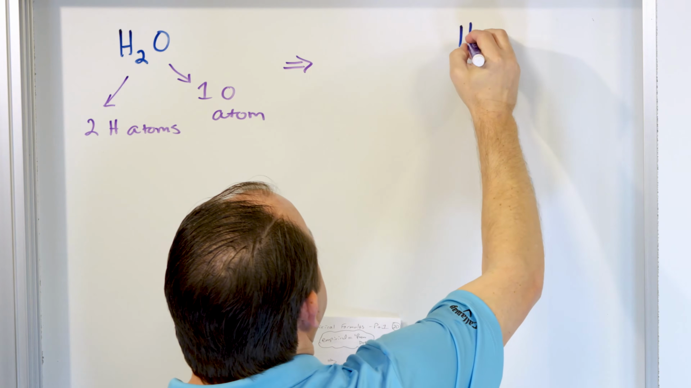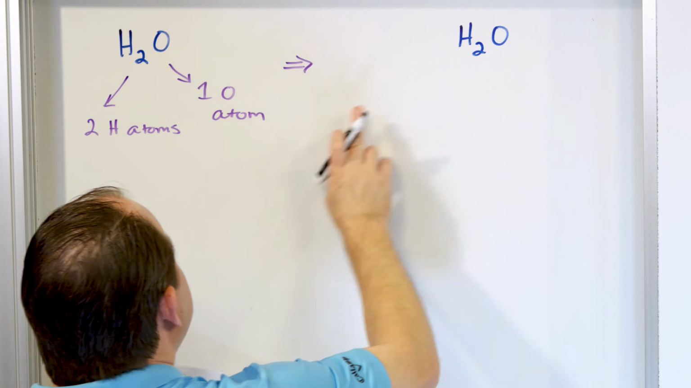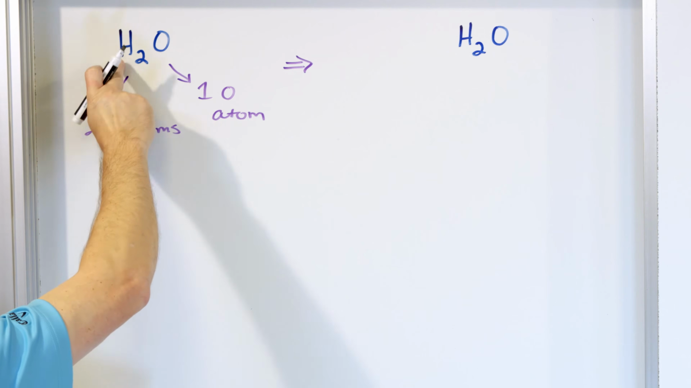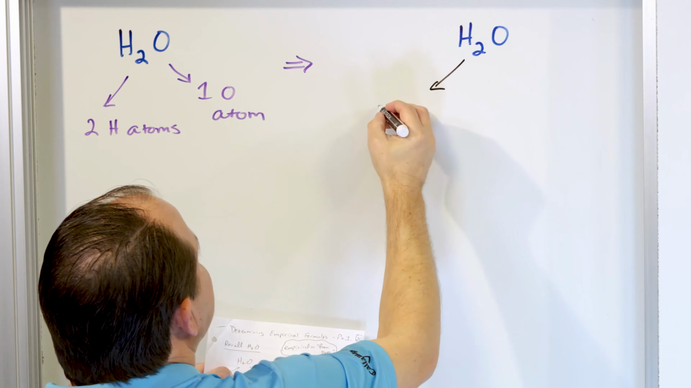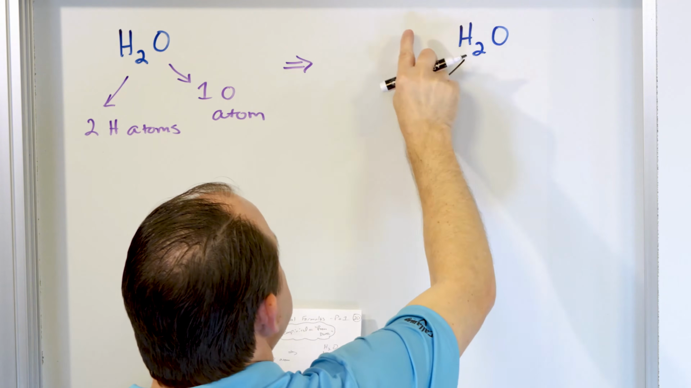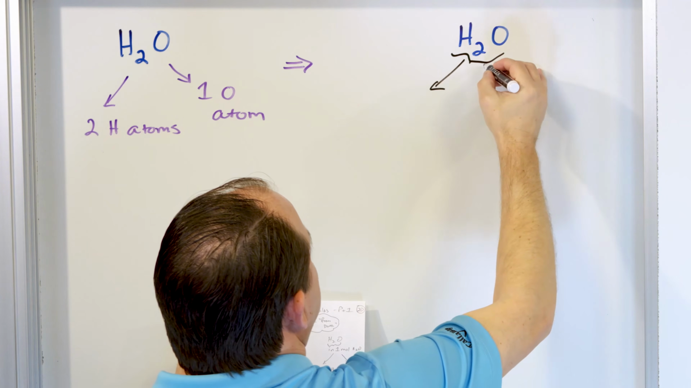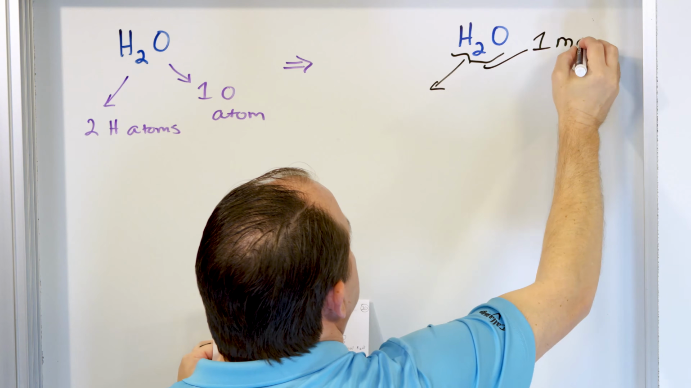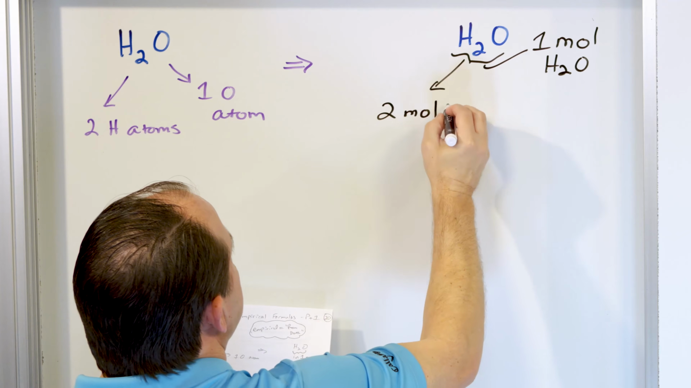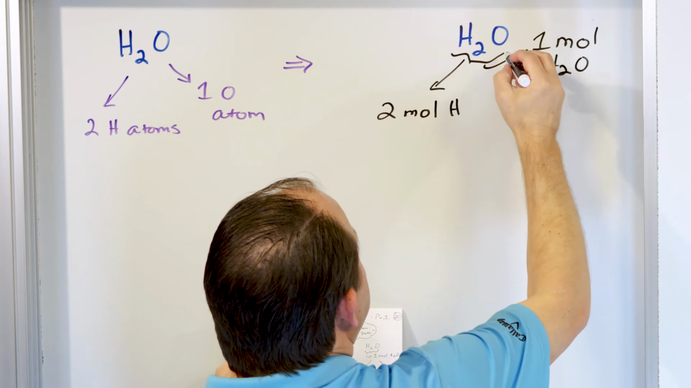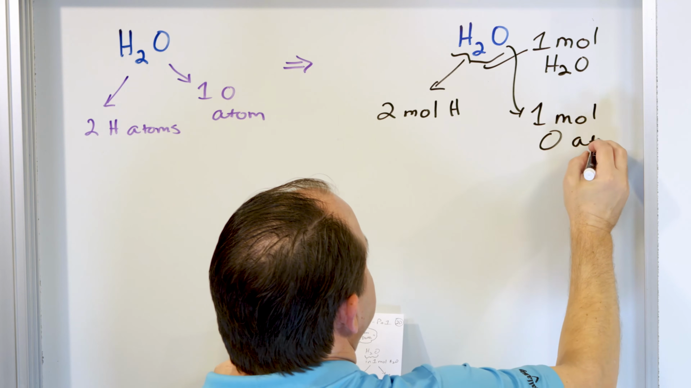If I write it down again and talk about H2O, I can also say that this subscript does mean that in a single molecule there are two hydrogens and one oxygen. That is true. But this H2 can also be interpreted to mean that in one mole of H2O, so let's draw a little curly brace here, in 1 mole of H2O, there are 2 moles of hydrogen atoms, right? And there is 1 mole of oxygen atoms.